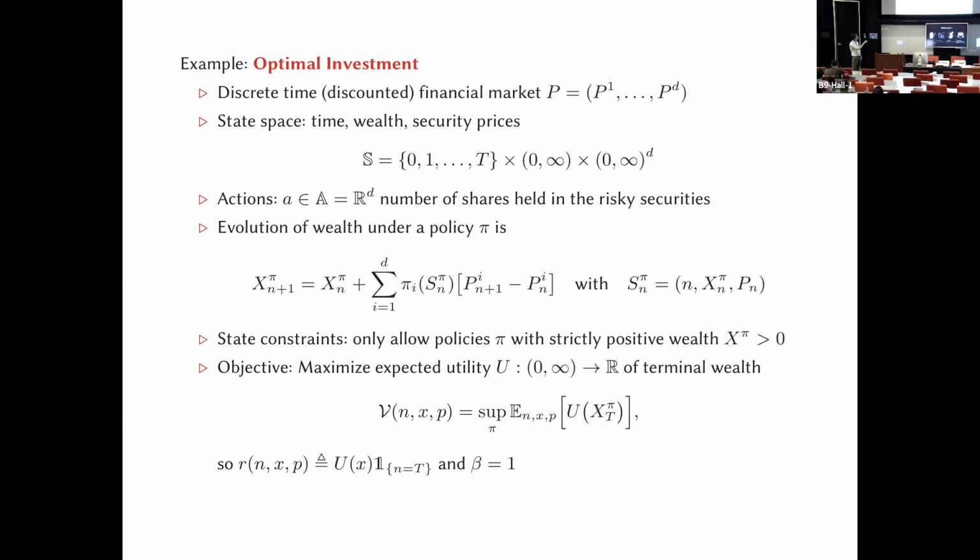And if I want to embed that into this reward structure, this just means that my reward is given by utility of X, but only if current time is capital T. All other rewards are set to 0, and then everything just drops out. There's no discounting. I set beta equal to 1, and then I'm in this setting. We will come back to this example a couple of times. For now, this is just the model.